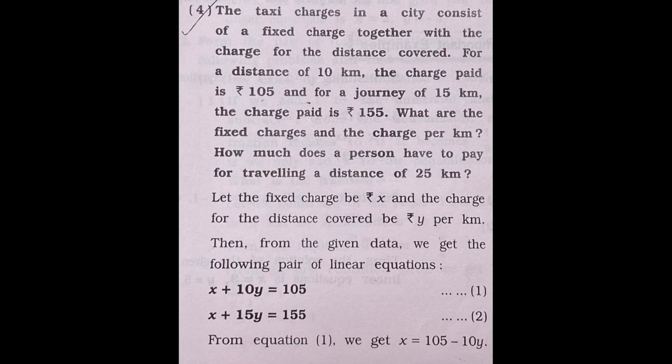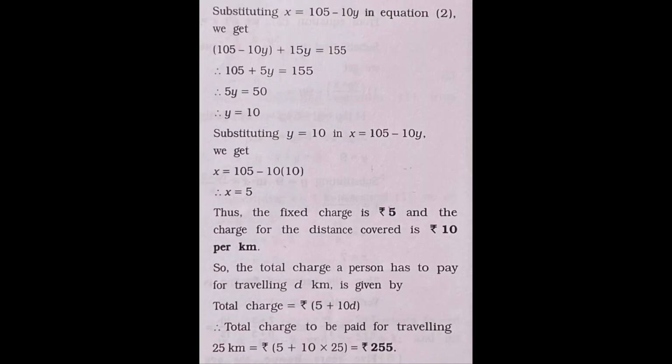Now we have to solve these two equations and obtain the values of x and y. So let us solve it by substitution method. For substitution method, we'll obtain the value of x from equation number 1. So x is equal to 105 minus 10y. Now substituting x is equal to 105 minus 10y in equation number 2, we will get 105 minus 10y plus 15y is equal to 155. That is 105 plus 5y is equal to 155. Therefore 5y is equal to 50, which means that y is equal to 10.